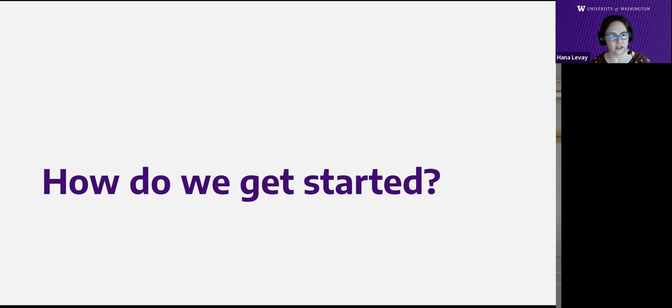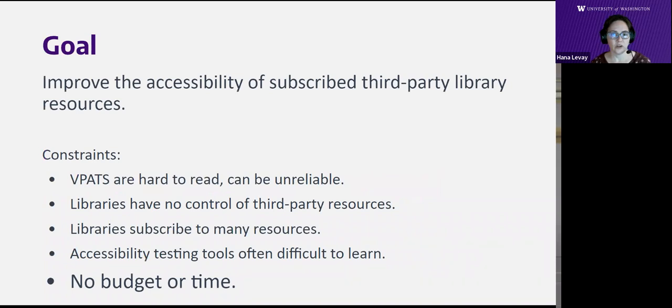So how do we get started? Let's remember what our goal is. We want to improve the accessibility of subscribed third-party library resources. And we have these barriers, the constraints. The VPATs are hard to read, are complicated, and many are actually unreliable. Libraries, of course, have no control over the development of the third-party resources. We can't actually make any fixes. And libraries subscribe to so many resources that it's a very large project. And accessibility testing tools are often difficult to learn.